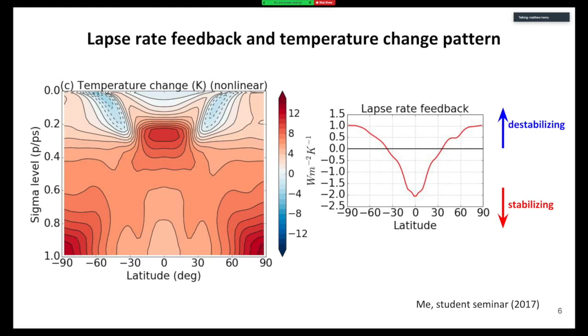So just to make that very clear, I have here a latitudinal temperature change plot from an aquaplanet. Don't worry too much about what model it is, but it's clear that in the tropics you get top-heavy warming, and in the high latitudes you get bottom-heavy warming. And so you can match that to the lapse rate feedback, where in the high latitudes you have a positive or destabilizing lapse rate feedback, and in the tropics you have a stabilizing or negative lapse rate feedback.